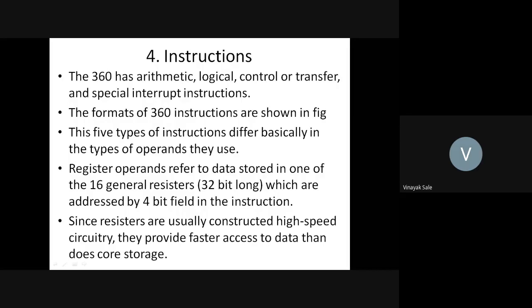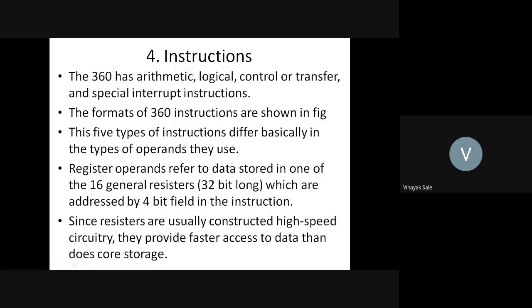So register operands, data stored in one of 16 general purpose registers, and each register is 32 bits long, and out of them 4 bits are used for storing the address, that is addressed by a 4 bit field. Since these registers are usually constructed with high speed circuitry, they provide faster access to data than the core storage. One example here we have taken.